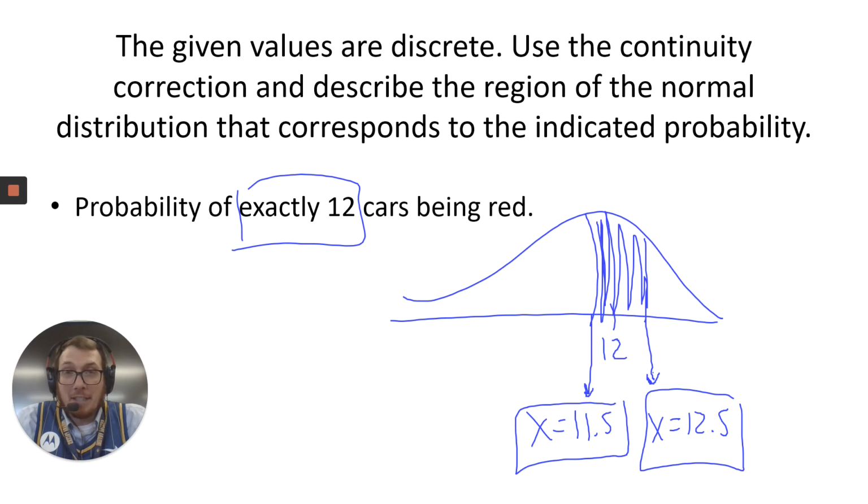Exactly 12 is actually the easiest version. You just go both directions, so it's from 11.5 to 12.5. And then we'll go and see how to find some of those answers as we're looking at how to find the z-score and then how to find the probabilities.